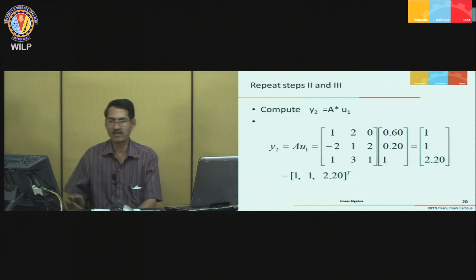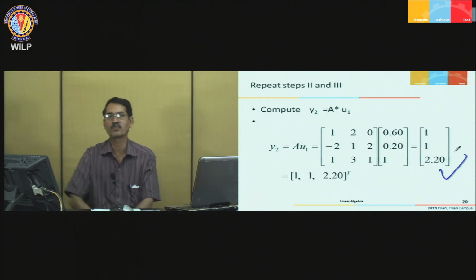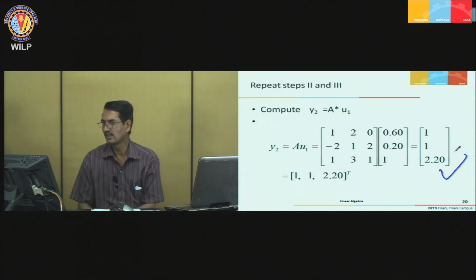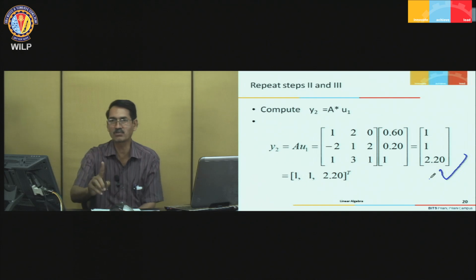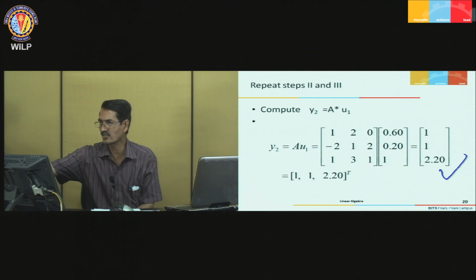See what happens. A into u1 is y2, where A is the given matrix and u1 is this. We are going to get y2 as 1, 1, 2.20. Again y2 is not in the normalized form, because the highest is 2.20. Therefore, make y2 normalized. Divide y2 by 2.20, and you will get u2 in the normalized form.